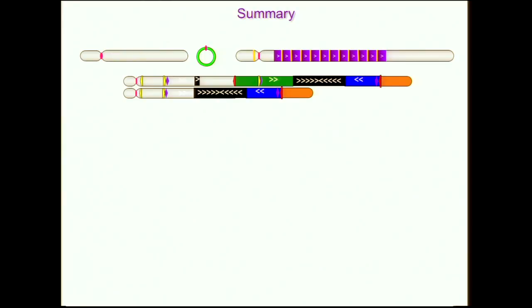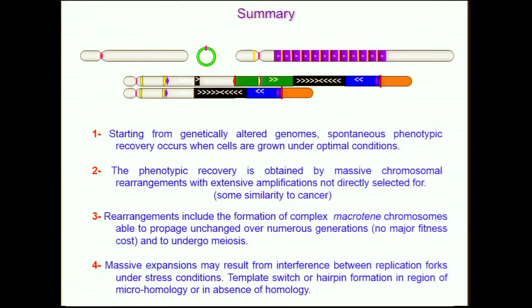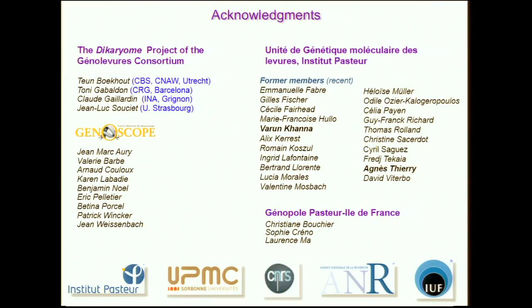We have created this type of structure, very complex, very abnormal, very unnatural structure, starting from a genetically altered genome grown under optimal conditions. The phenotypic recovery is obtained by massive chromosome rearrangement with extensive amplification, which are themselves not directly selected by something, which is some similarity with cancer. And the rearrangement includes the formation of complex chromosomes, and we suspect interference between replication bubbles. At this time, I will stop.